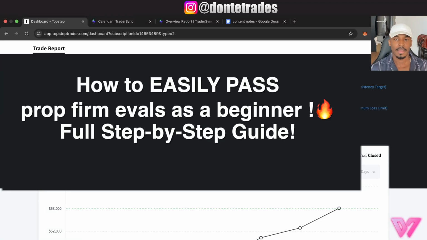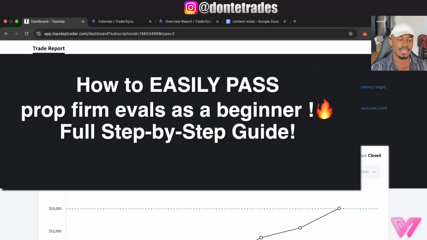Dante Walker here. And in this video, I'm going to be talking about the easiest way by far that I have found to consistently pass prop firm challenges, evals. This can be with Top Step, Apex, Take Profit Trader, any prop firm out there. And also, you don't have to have any daily bias. You don't have to sit around and wait for trades for hours and hours just to ultimately take a loss.